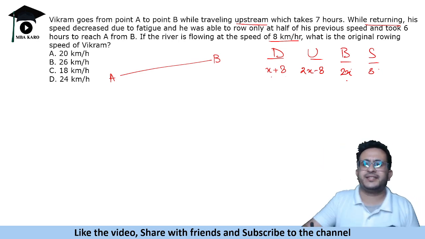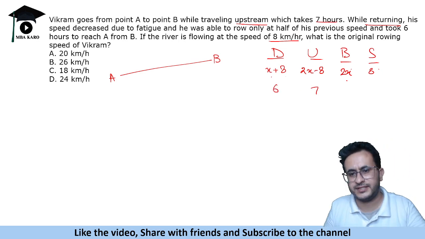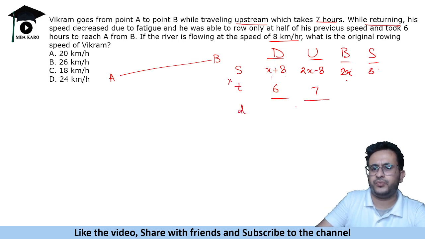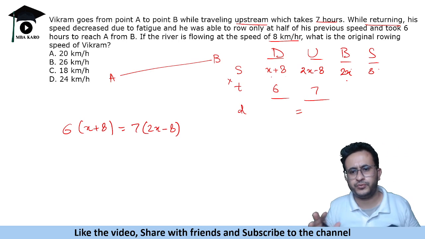Now it takes 7 hours in the first case, when he goes upstream, and in this case it took 6 hours, right? So this is the speed, this is the time, and speed into time is the distance. So equate this: 6 into x plus 8 is equal to 7 into 2x minus 8. So apply this: time into speed is distance.